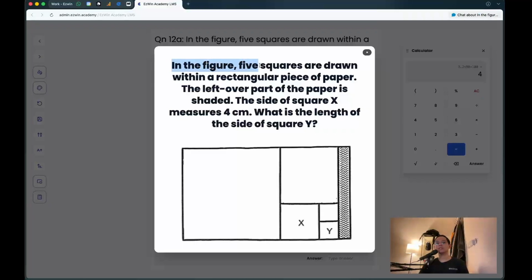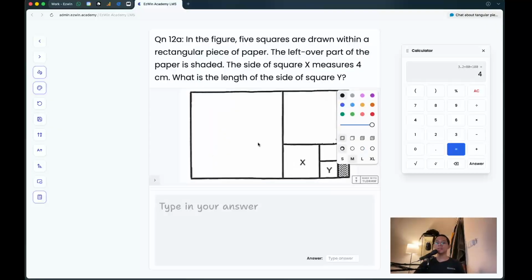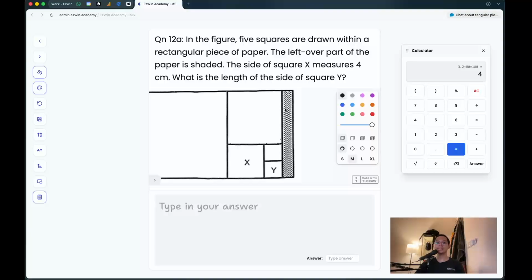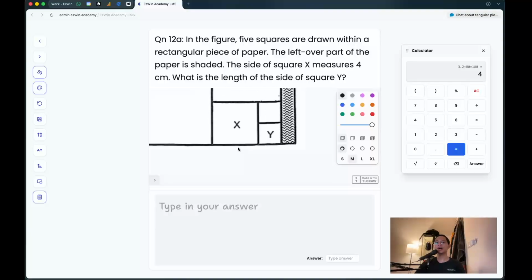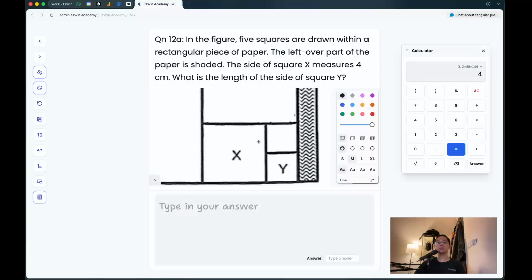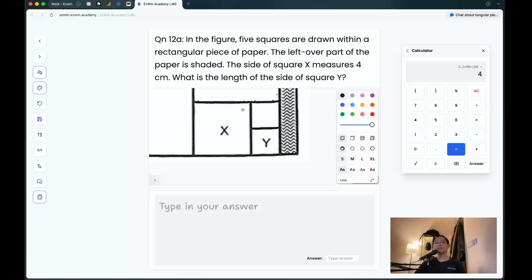In the figure, 5 squares are drawn within a rectangular piece of paper. The leftover part of the paper is shaded. The side of the square X measures 4 centimeters. What is the length of the side of square Y? Since everything here is a square except for this shaded part, that means over here, if we were to zoom in, the Y over here is the same square. Visually, you can literally see it, right?